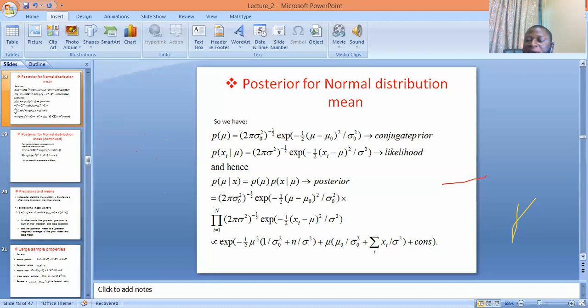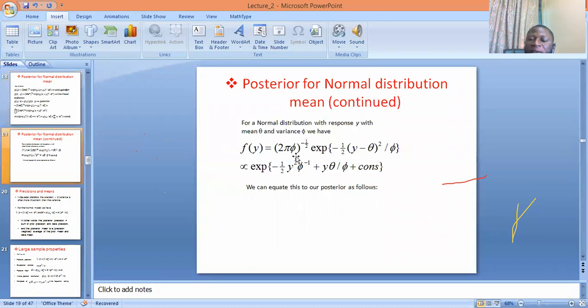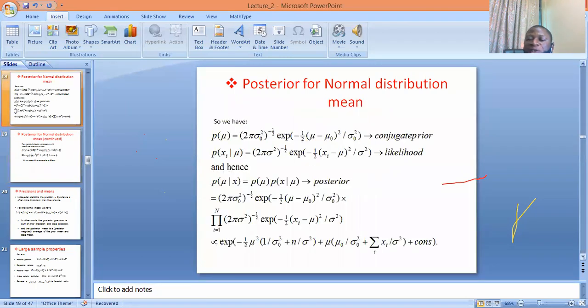So phi raised to the power minus 1 is equal to 1 over the variance of the prior distribution plus n over the variance of the data. That is the variance of your data.